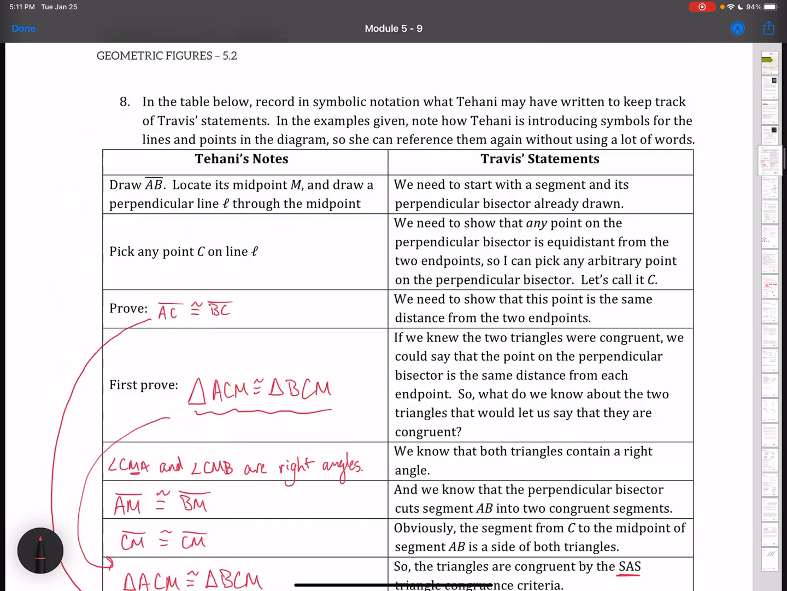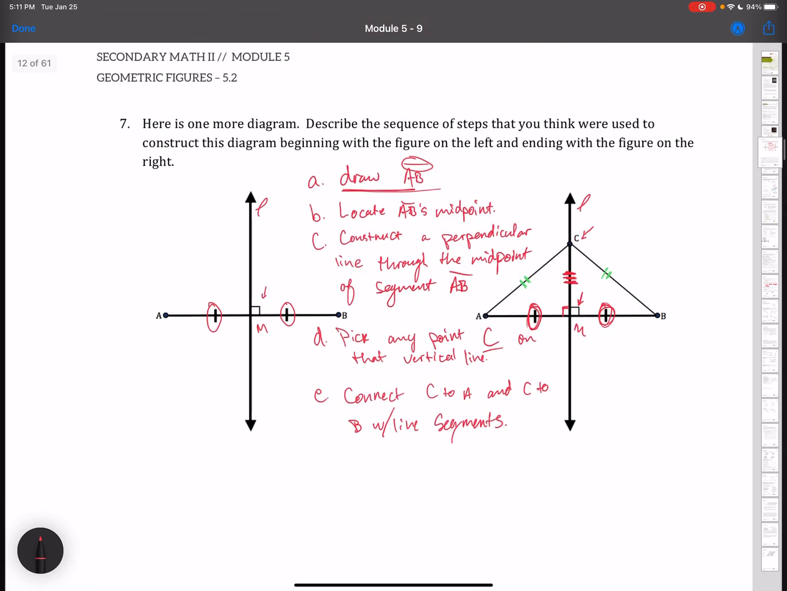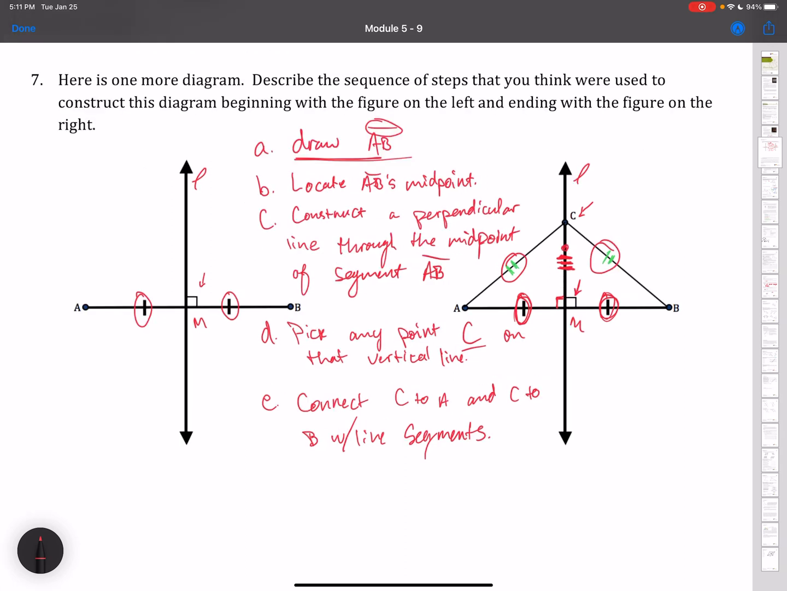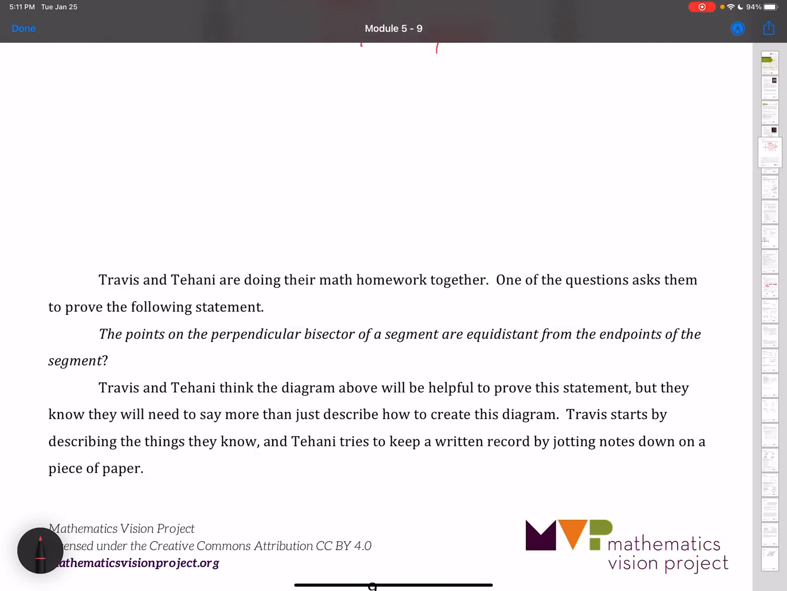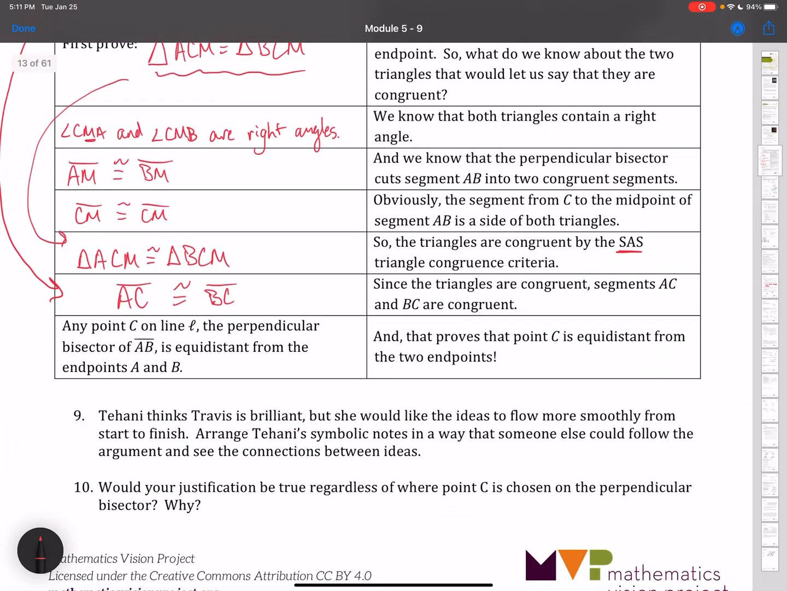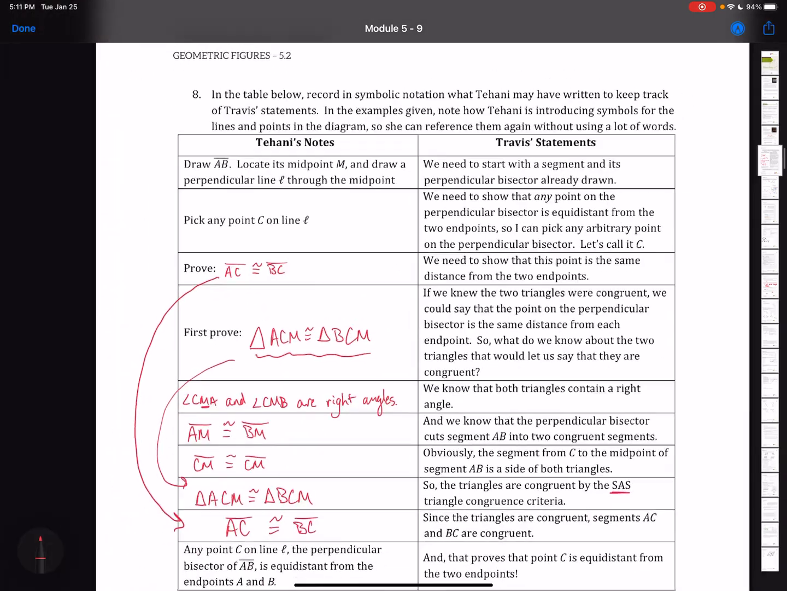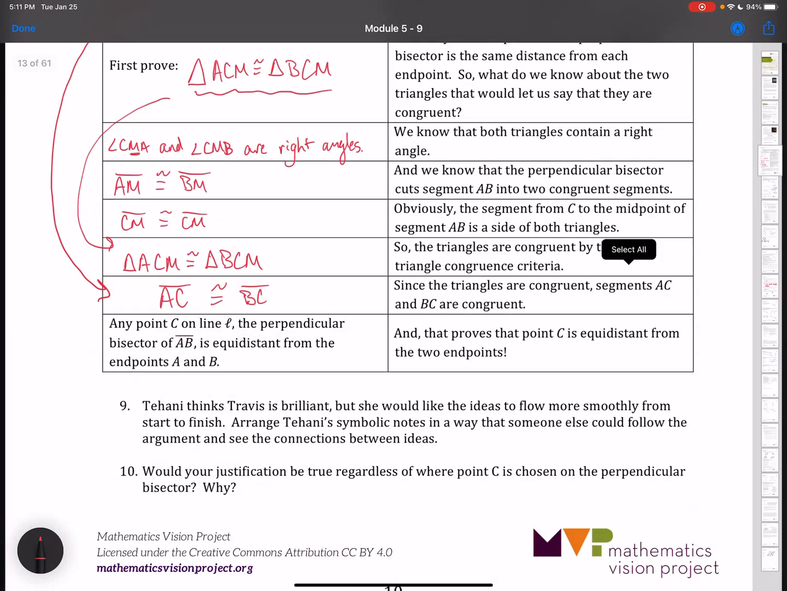Now, because we didn't use any numerical values, we didn't put any numbers on this, this is the arbitrary case where we could say, okay, we could pick any point C. C could be right here. C could be over here. C could be this midpoint. C could be all the way down here. Those points are going to be equidistant from points A and B because of the work we've just done. So then Tehani's final note there is that any point C on line L, the perpendicular bisector of segment AB, is equidistant from the endpoints of A and B.